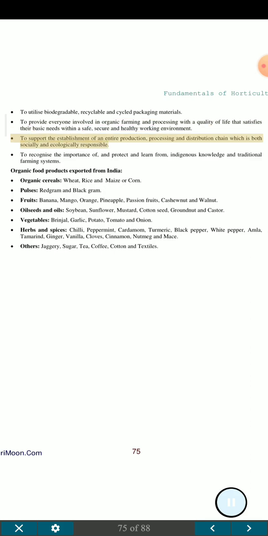To support the establishment of an entire production, processing and distribution chain which is both socially and ecologically responsible. To recognize the importance of, and protect and learn from, indigenous knowledge and traditional farming systems. Organic food products exported from India.